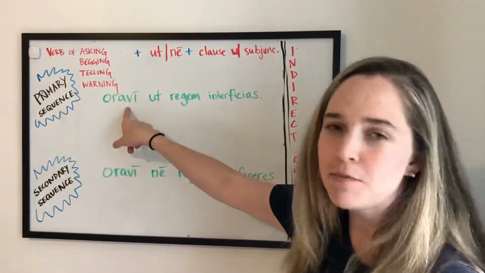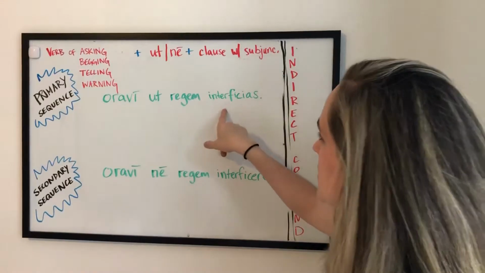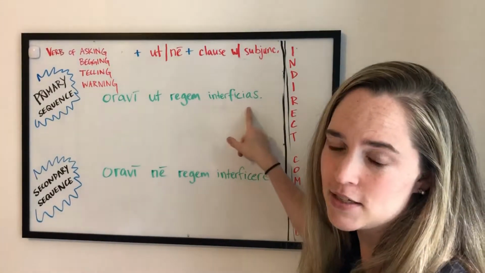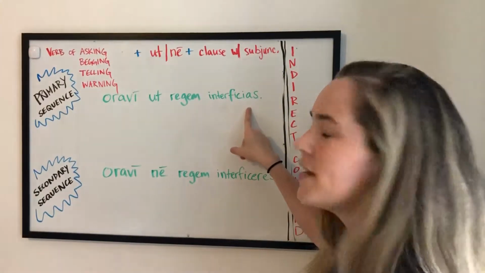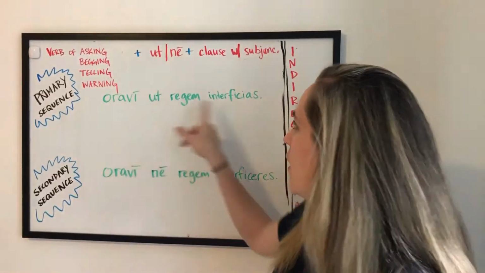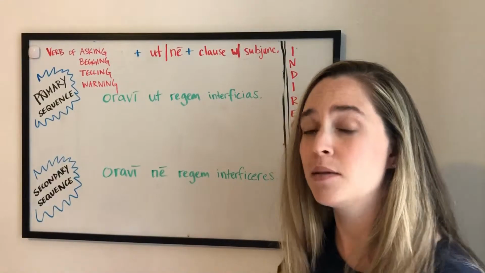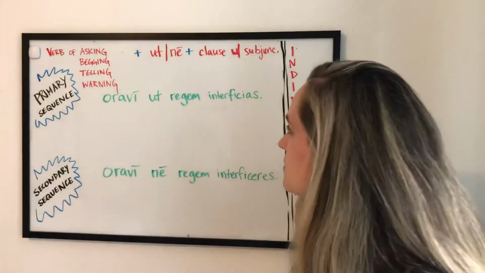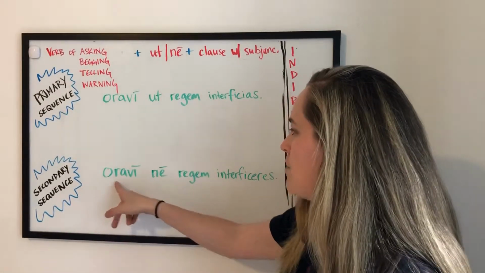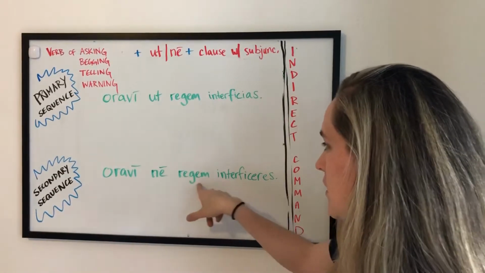The reason I know this oravi means I have begged and this oravi means I begged is because of sequence of tenses. The verb in this subjunctive clause here is a present subjunctive. And you can't have a present subjunctive in secondary sequence. Ergo, oravi must be I have begged because the present perfect is in the primary sequence. Our secondary sequence sample sentence is I begged that you not kill the king.